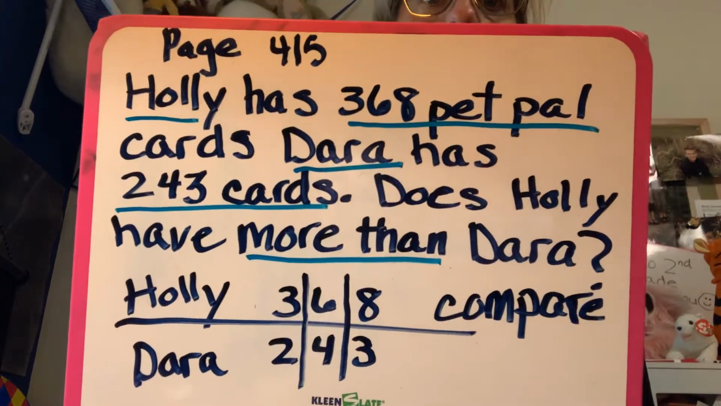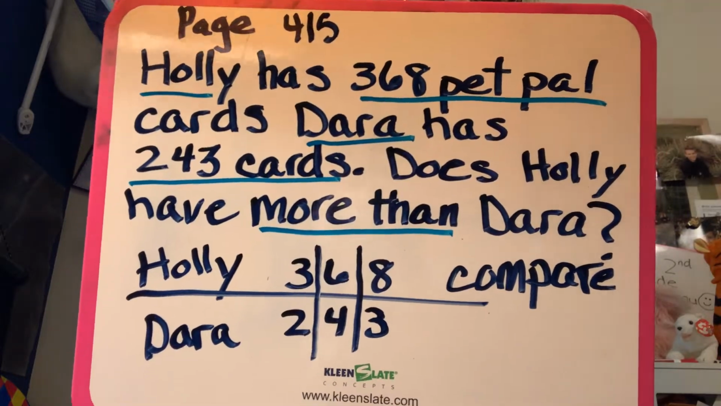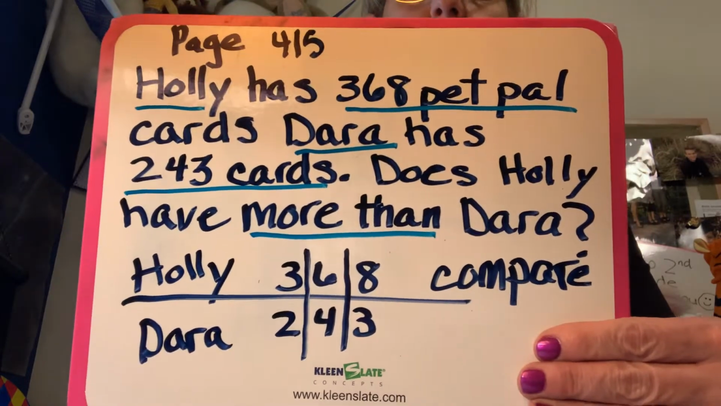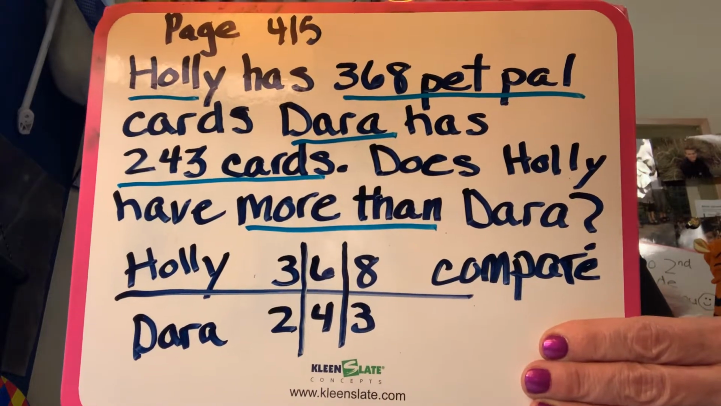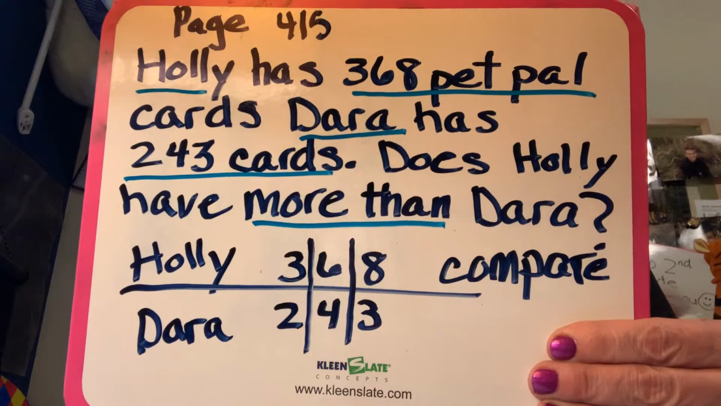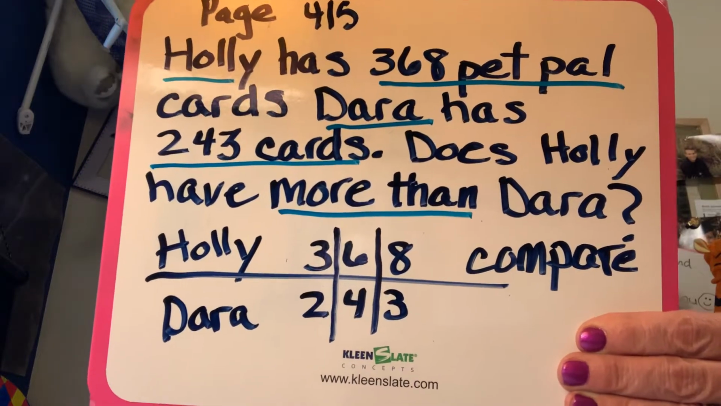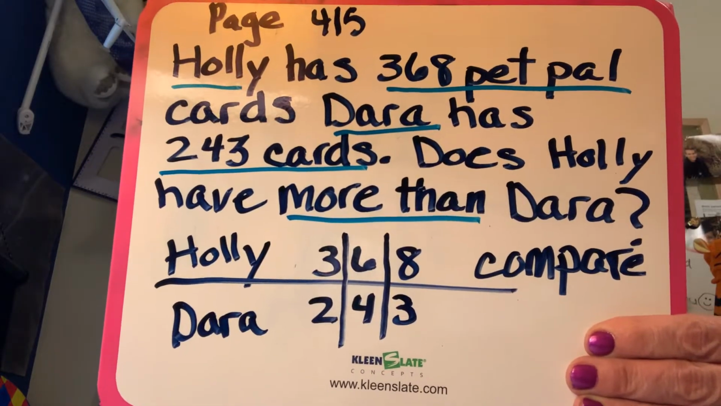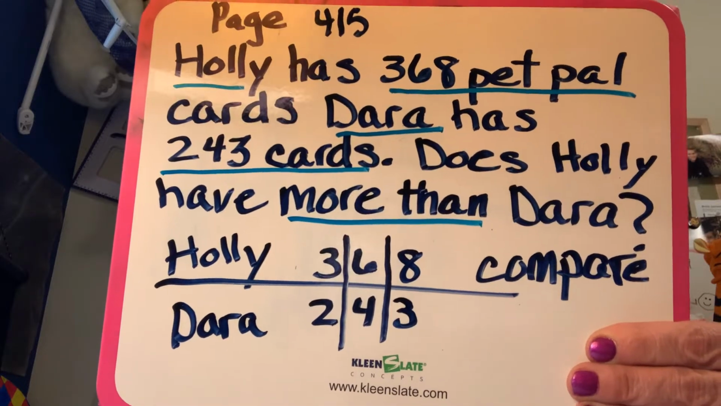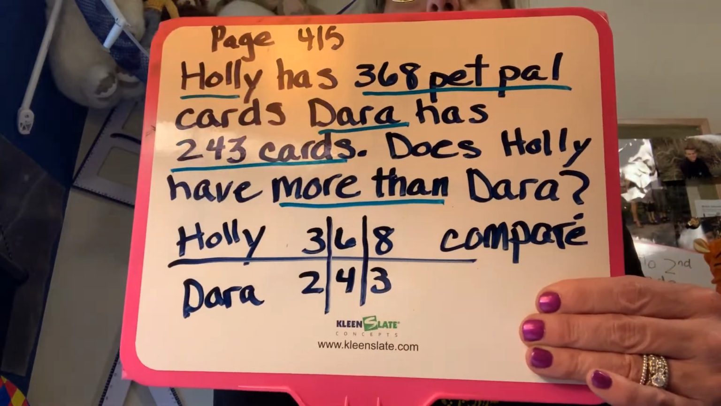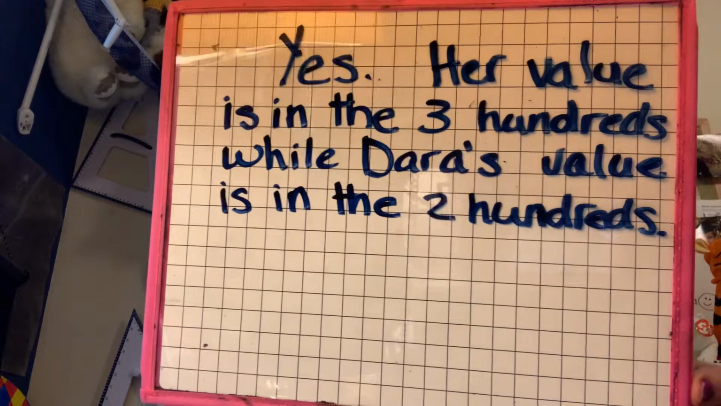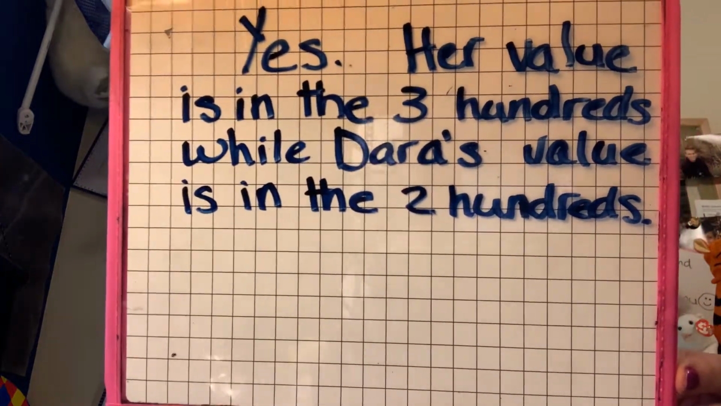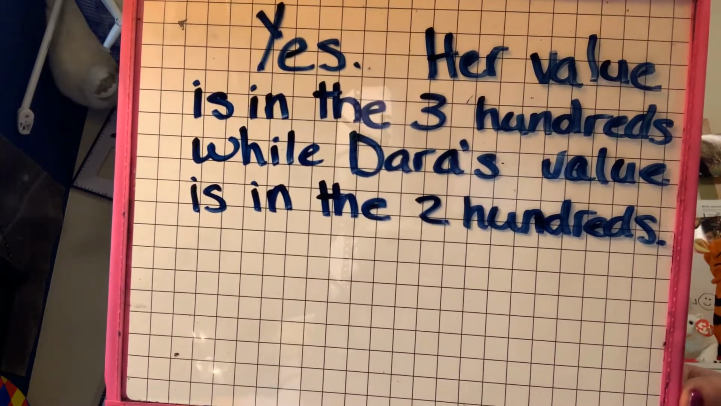When we did it before, if you take a look, we made a table. We learned how to make tables to compare numbers. So right here we're comparing the numbers. 3 is greater than 2. We always start in the hundreds. Therefore, right away we know that Holly has more cards, just by looking at that, 3 is greater than 2. So we don't have to go on down the problem. So we are going to write yes. She does. She has more cards since she has a 3 in the hundreds where Dara only has a 2.